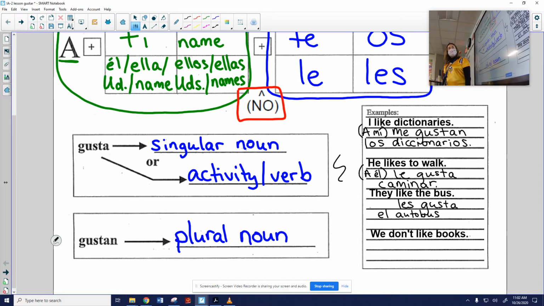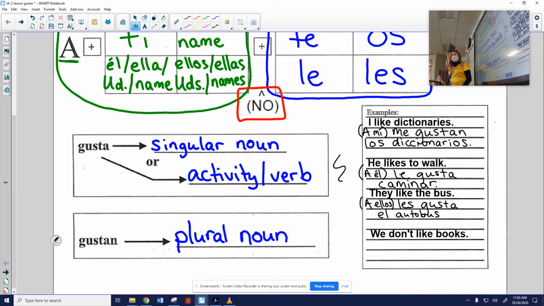Which clarifying phrase could I use to specify that they like the bus instead of you guys like the bus? Ustedes. No, it's one of these. A ellos. A ellos les gusta el autobús.